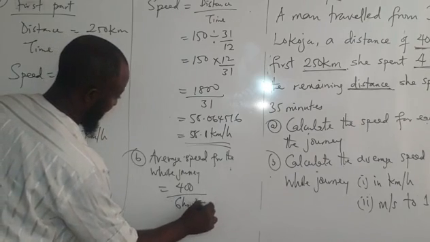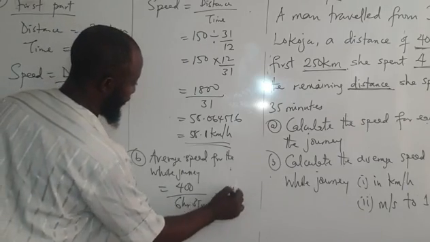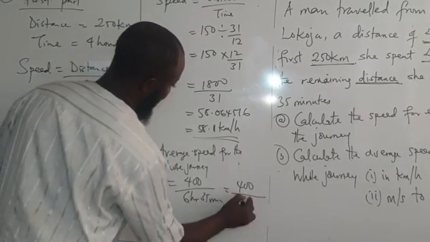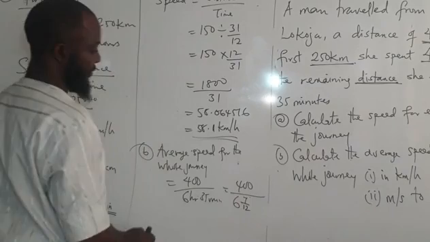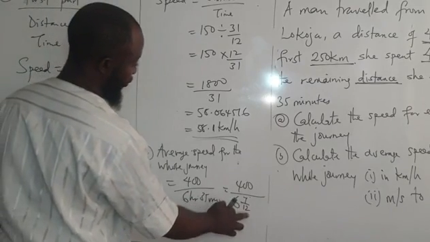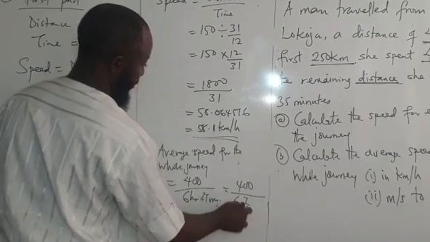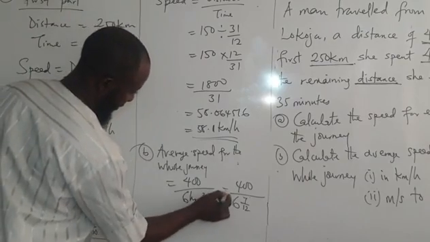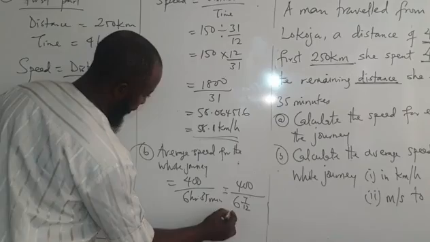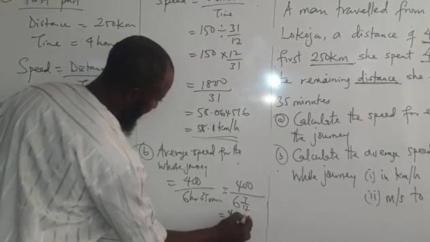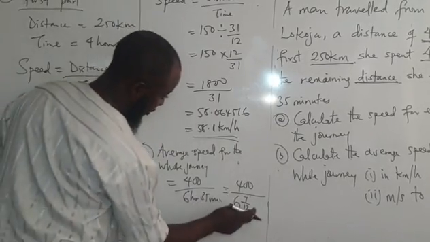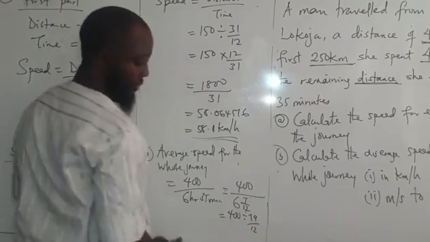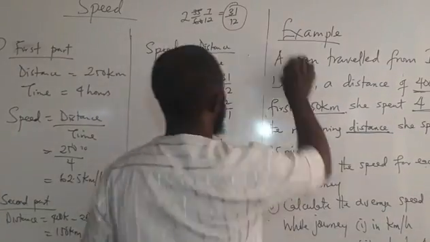35 minutes. Right. So that means 400 divided by 6 and 7 over 12. So then we can say 6 times 12 plus 7. 6 times 12, 72, plus 7. That is 79 over 12. So then let's continue from this place.